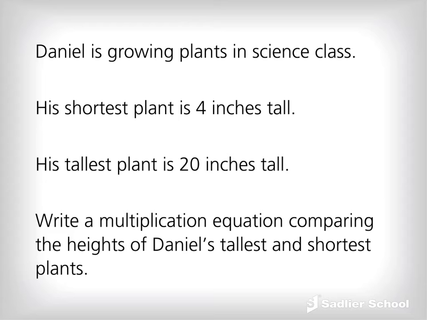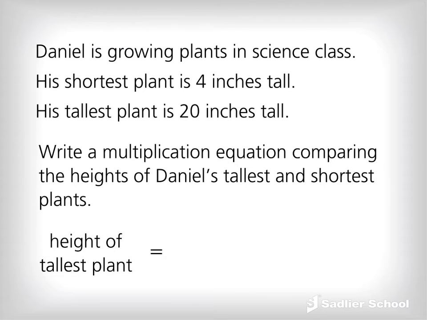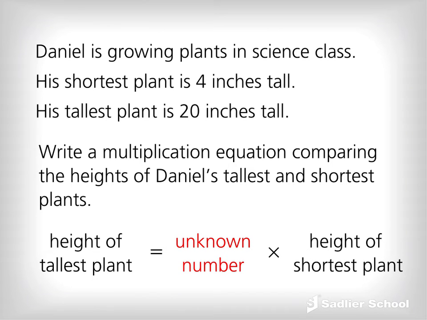A comparison statement for this situation will be of the form: the height of the tallest plant is some unknown number times the height of the shortest plant. The heights of the tallest and shortest plants are known. The unknown number represents how many times taller the tallest plant is than the shortest plant. Draw a model and use it to find the unknown information.